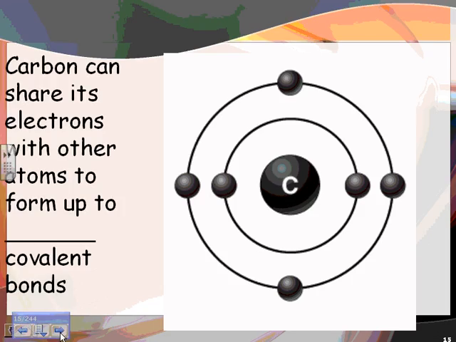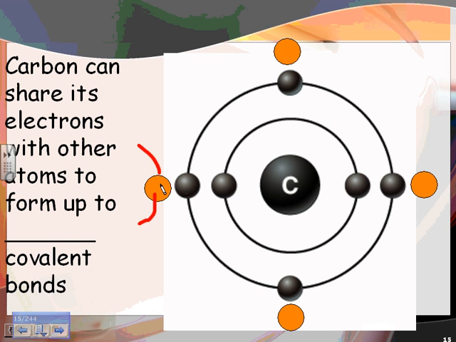Carbon can share its electrons with other atoms. So this one can share an electron with some other atom over here. This one could share this electron with another atom here, maybe a hydrogen, maybe another carbon. We could share these electrons with another atom. And this one could share an electron with maybe another carbon or another hydrogen or whatever. So this gives you a sharing, 1 covalent bond.